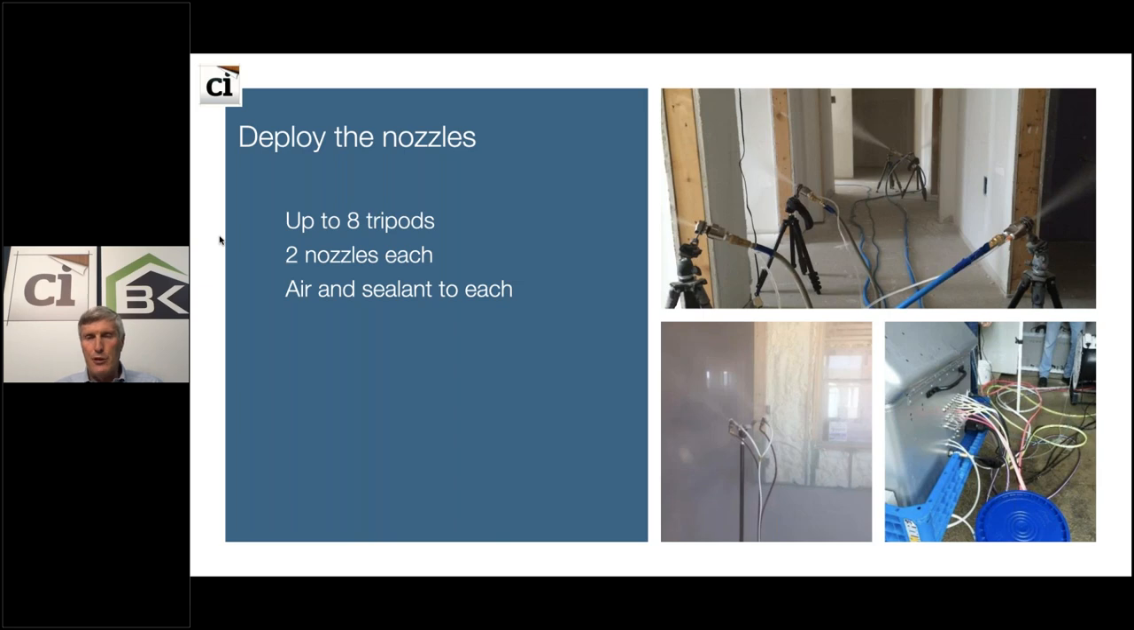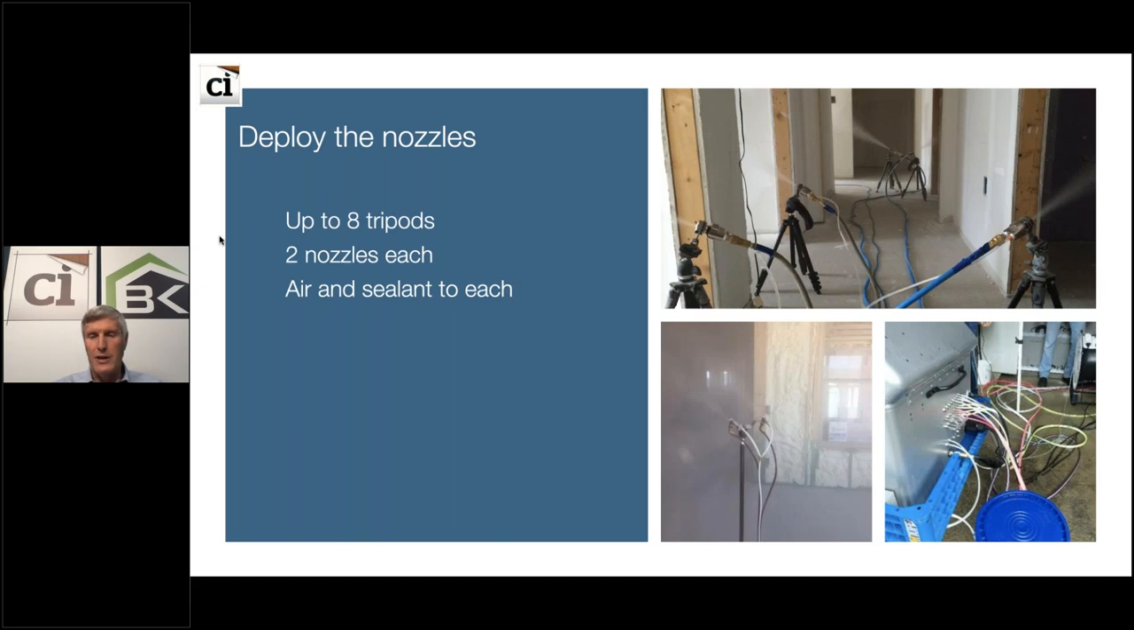And inside now, you're deploying the nozzles, part of that 45 minute setup, up to 8 tripods in the house, depending on the size of the house. Each has 2 nozzles, so you have 16 spray heads, and you're running air and sealant to each of those. There's different processes out there for high rise and low rise, but in general, this is the setup that you're doing. And you can see in this slide, the fogging of the house starting.